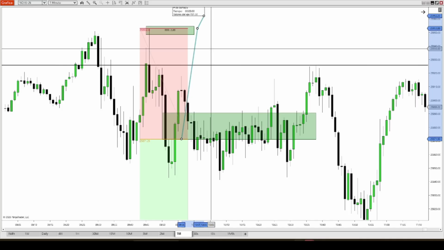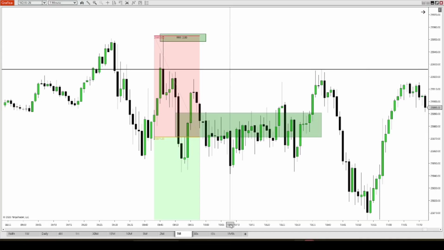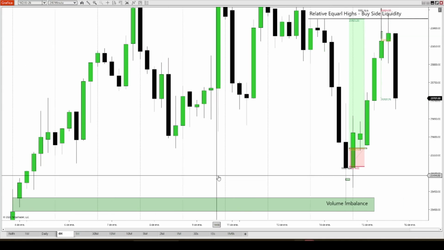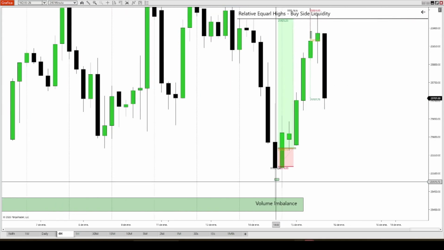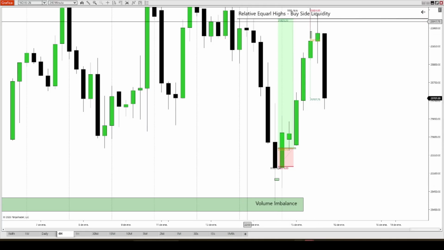There are 81 points, but it doesn't matter. If you adjust every trade to 1% risk on your account, those 88 points will represent only 1% risk on your account. So if we had this model short, we have to determine where it's going. If we look in the high time frames, we have the low and we have the high. The low is a volume imbalance and the high is relative equal highs. That's the buy-side liquidity.